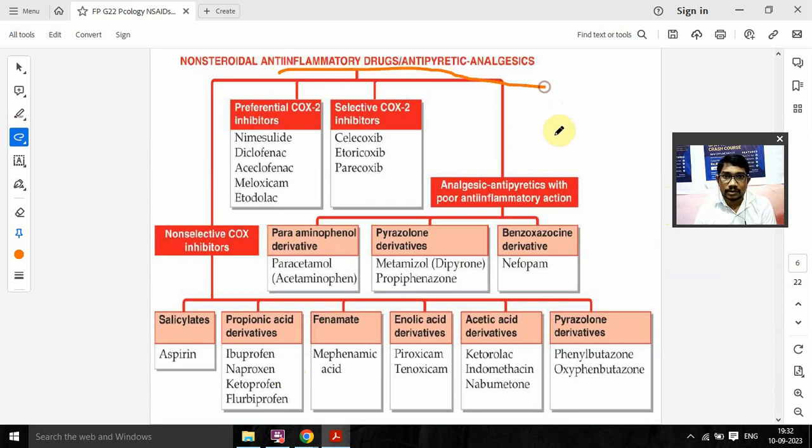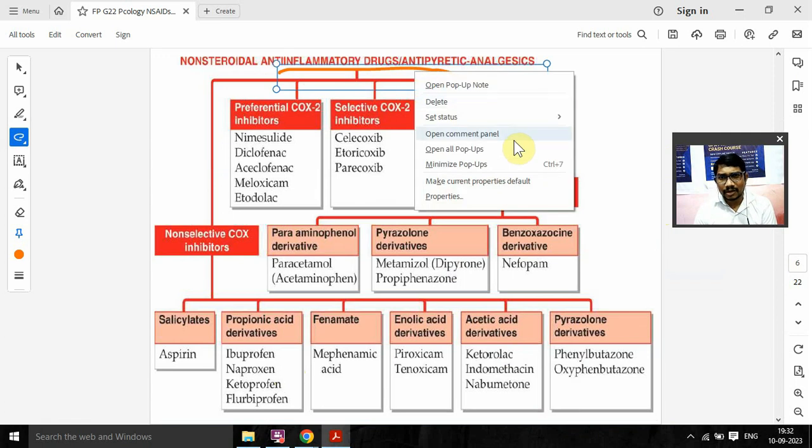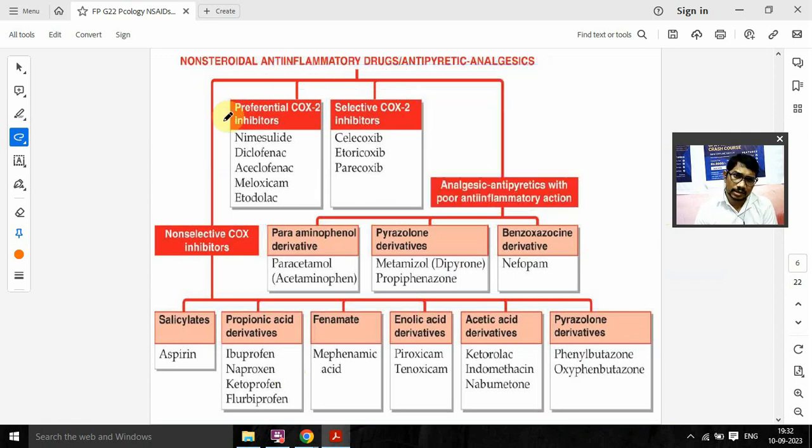Classification of NSAIDs. Now these drugs are classified depending upon different types. इनको classify अपन अलग अलग तरीके से कर सकते हैं. Non-steroidal anti-inflammatory drugs can be classified into different types depending upon their mechanism of action. Okay, so first depending upon their mechanism of action: non-selective COX inhibitor, selective COX-2 inhibitor, preferential COX-2 inhibitor. Okay, analgesic, antipyretic with less anti-inflammatory activity.